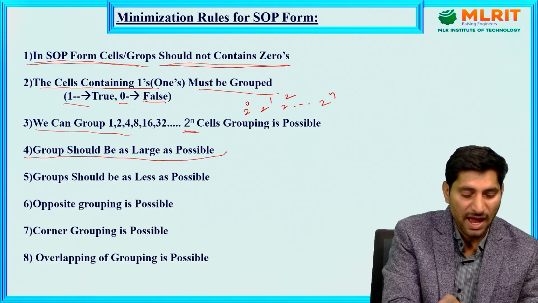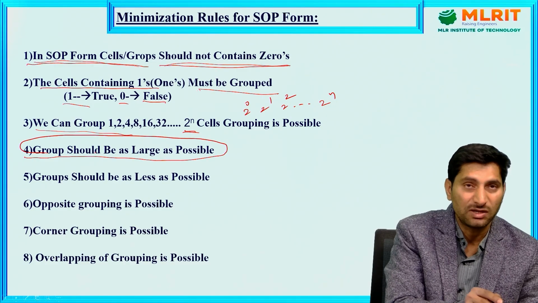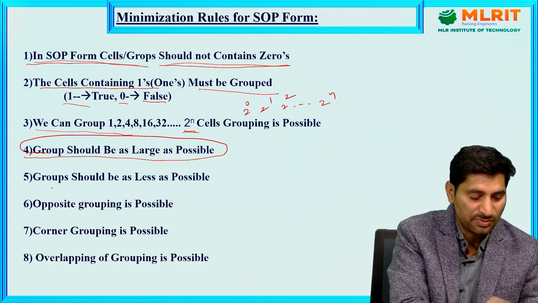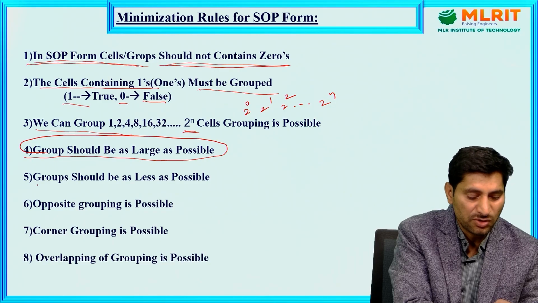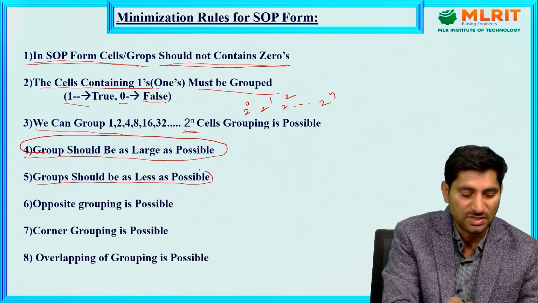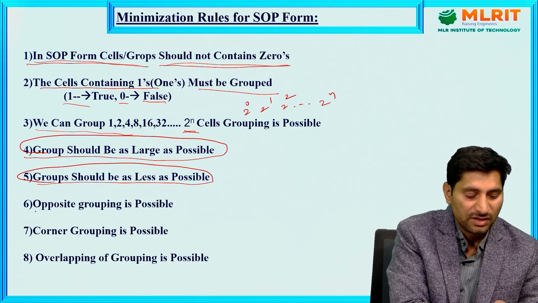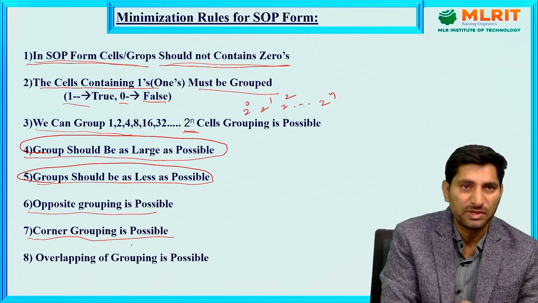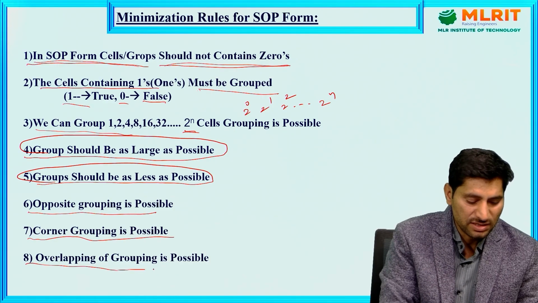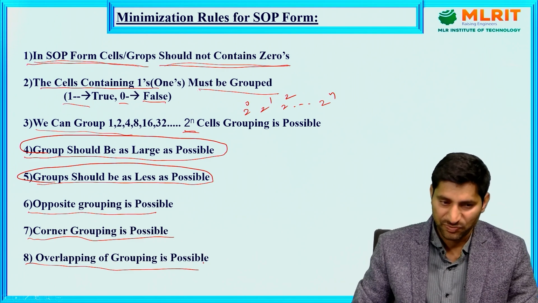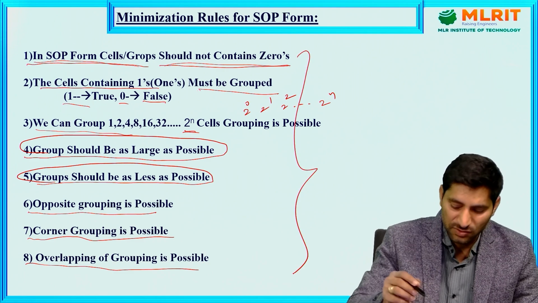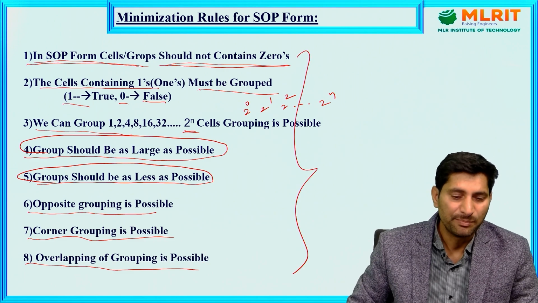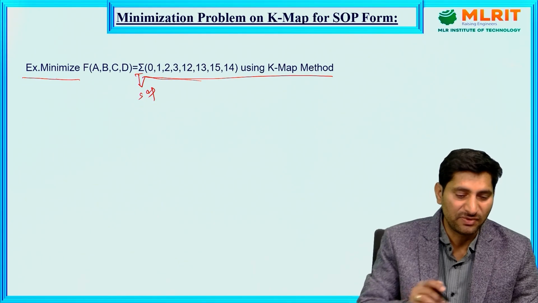Groups should be as large as possible, and the fifth rule is that the number of groups should be as small as possible. Then the sixth rule is opposite grouping is possible. The seventh rule is corner grouping is possible, and the eighth rule is overlapping of grouping is possible. So using these 8 rules, we can minimize the K-map.